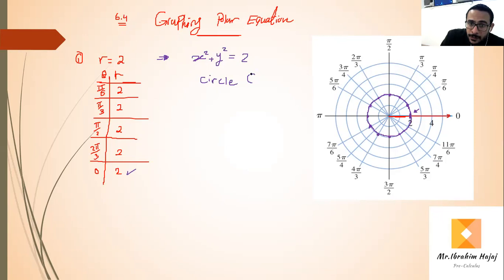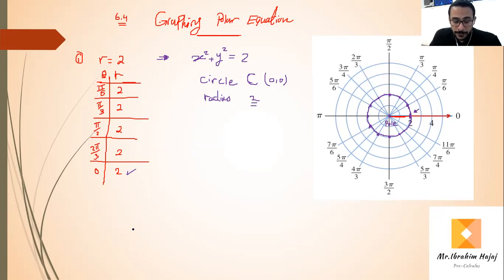A circle with center C at (0, 0), which is the pole. This point here is the center, which is called the pole. And the radius is 2. So I moved 2 units right, 2 units up, 2 units left, 2 units down.